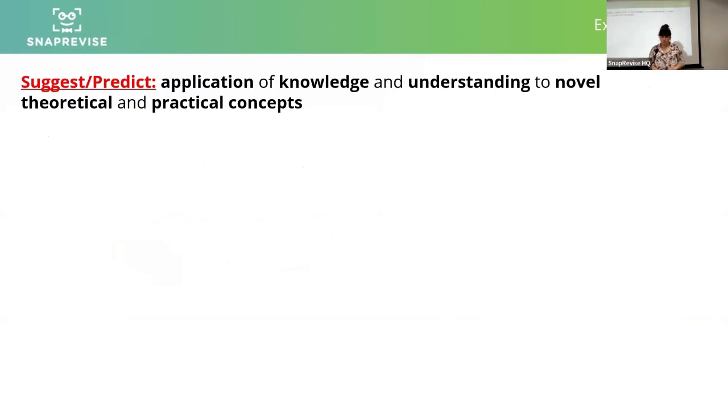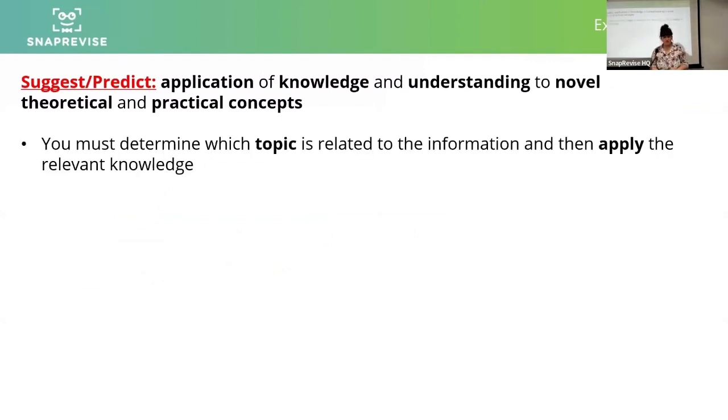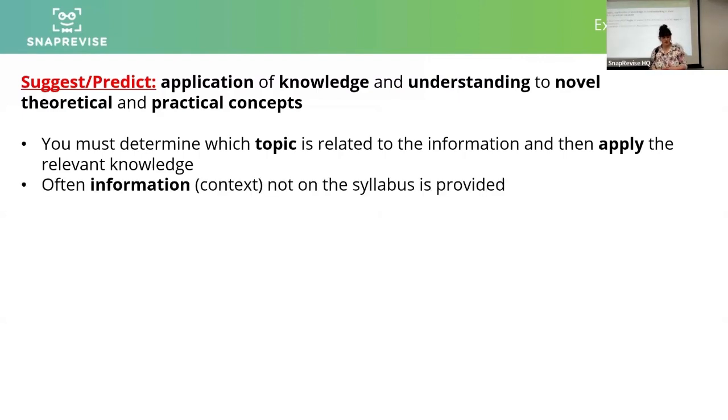Okay, what about if it's a suggest or predict? So application of knowledge questions. These are where we're applying knowledge to novel theoretical and practical concepts. You need to determine which topic is related to the information and then apply relevant knowledge to it. Students find these quite difficult because it's stuff that you've not covered, but you do have all of the content that you need, okay? Often information or context not on the syllabus will be provided for you. So you don't have to panic about not knowing stuff. All the information you need has been given to you. So you can apply content from the specification that you know to this new area.